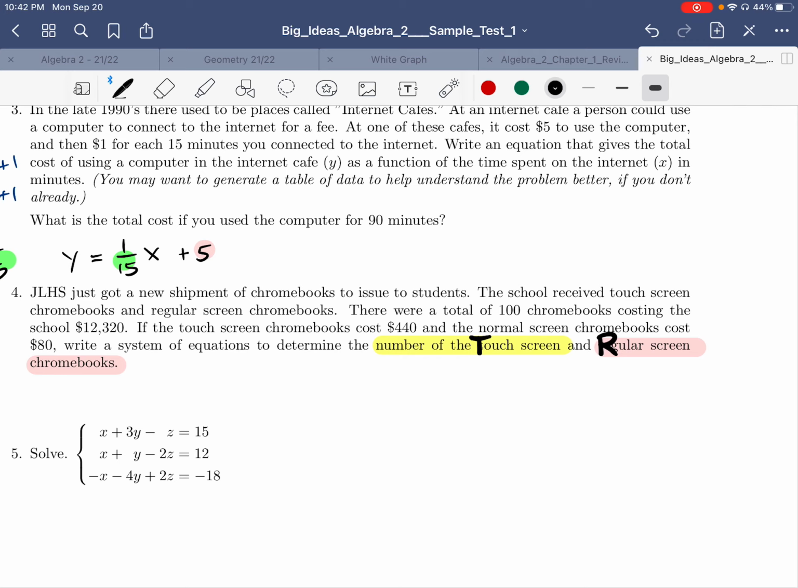Now, I don't know how many of either of those I have, but what I do know is that I have a total of 100 of them. When I read this problem, it says I have a total of 100 Chromebooks. That means the touchscreen and the regular, if I add them together, I should come up with a total of 100. And this is our first equation: T plus R is equal to 100.